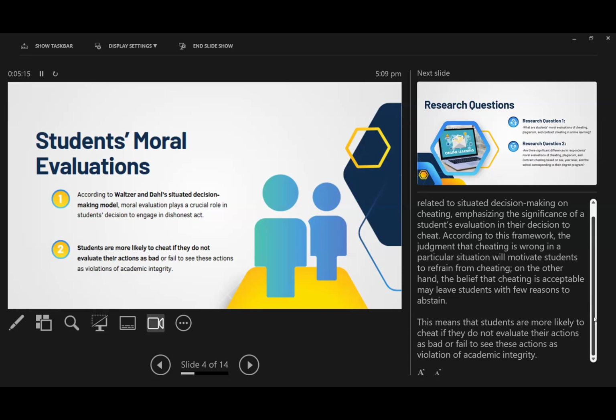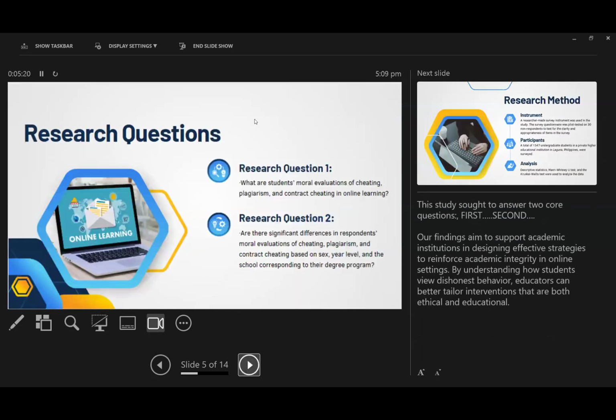Next, what are the students' moral evaluations of cheating, plagiarism, and contract cheating in online learning? The second question is, are there significant differences in respondents' moral evaluations of cheating, plagiarism, and contract cheating based on sex, year level, and school corresponding to their degree program? Our findings aim to support academic institutions in designing effective strategies to reinforce academic integrity in online settings. By understanding how students view dishonest behavior, educators can better tailor interventions that are both ethical and educational.